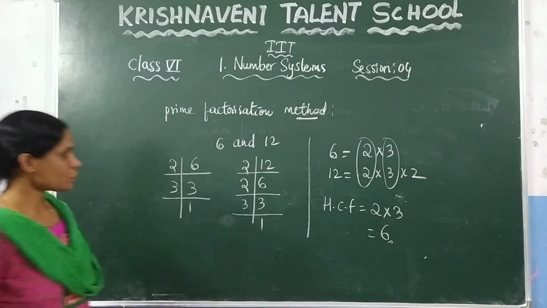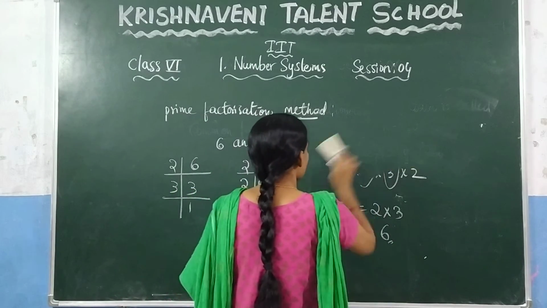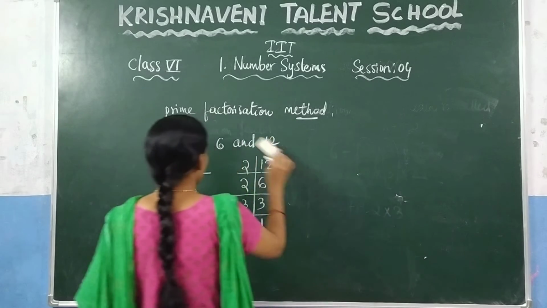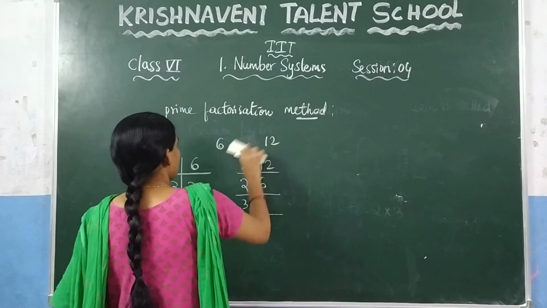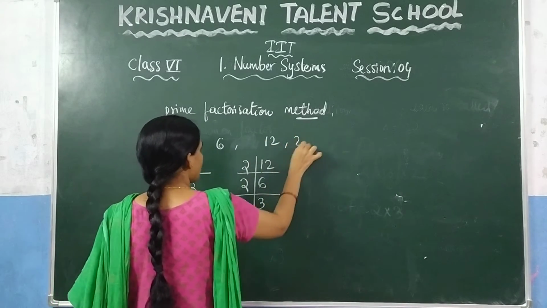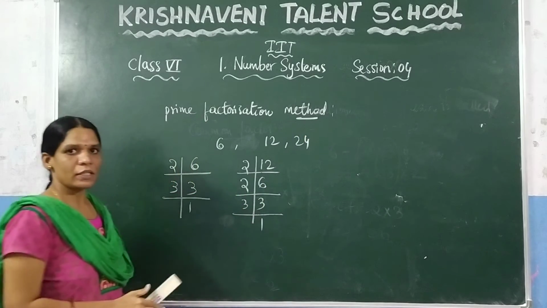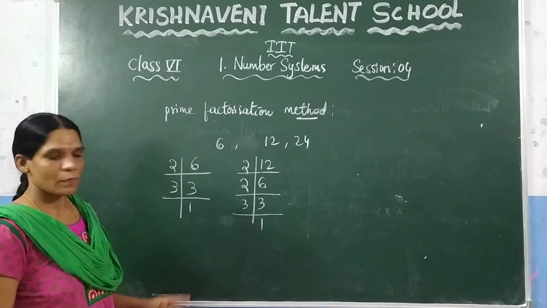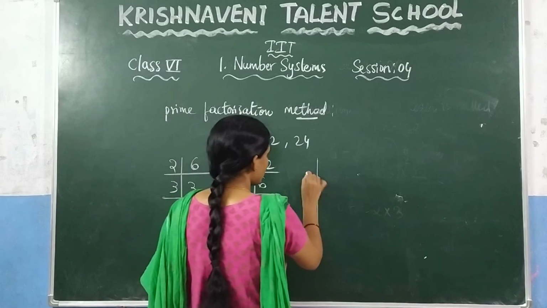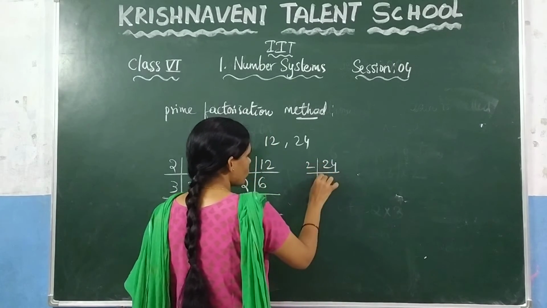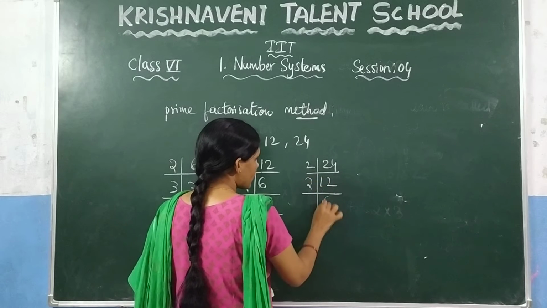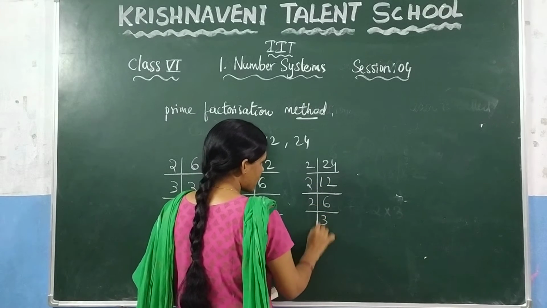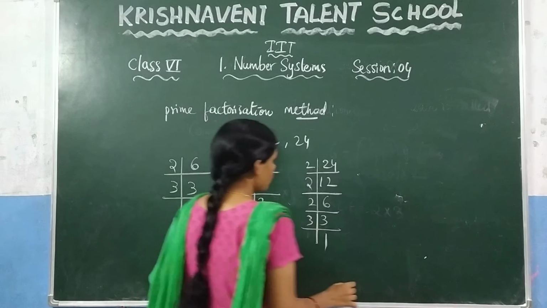So here let us consider 3 numbers. How do you find it here? If you want to find the HCF of 6, 12 and 24, again you need to take each value and write each value as a product of the prime numbers. Now consider 24. You can write it here: 2 12s are 24, 2 6s are 12, 2 3s are 6, 3 1s are 3.